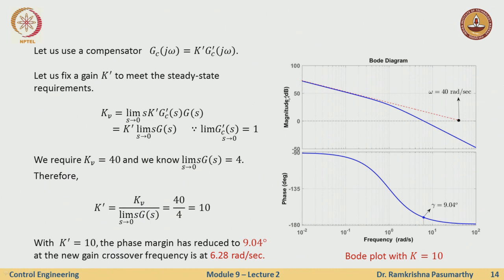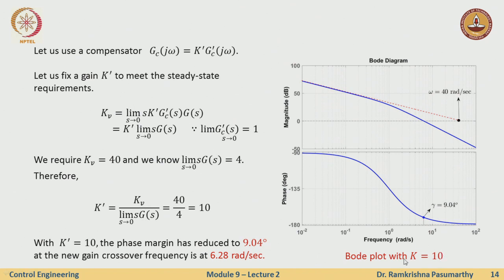Now I simply add this compensator and plot k times g. This is my proportional controller, which gives me a steady state error constant of 40. What happens to the Bode plot? Well, this is fine. The initial slope intersects at 40 radians per second, and this is the value of my Kv. But I look at this gain crossover frequency and find something terrible has happened: the phase margin has reduced to 9 degrees with this gain k.